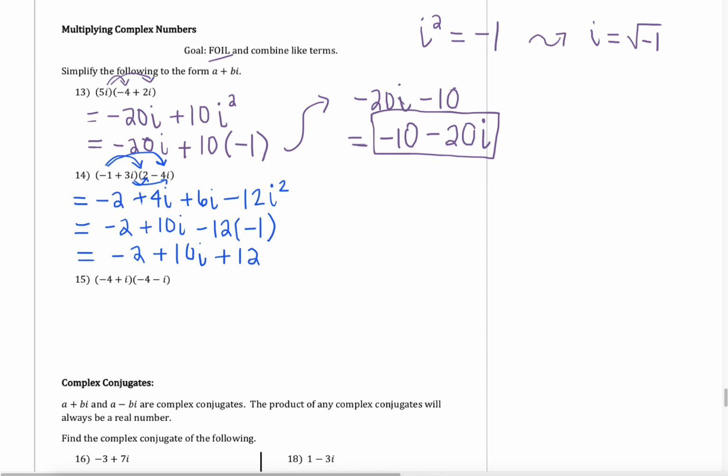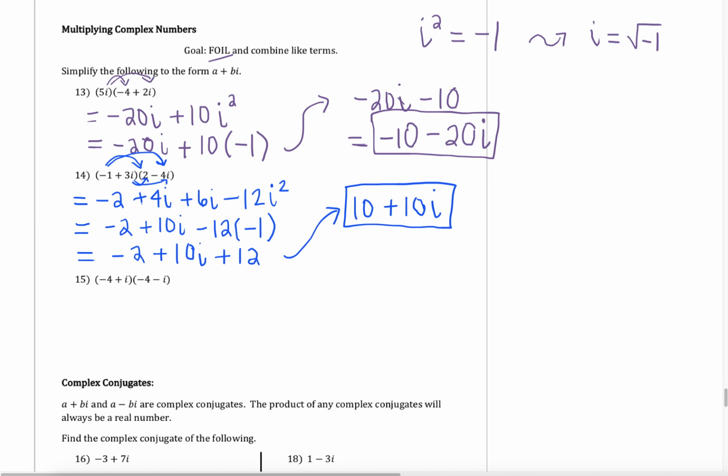From here, the last thing I can do is combine some more like terms with the -2 and the +12. So I end up with a +10 plus that 10i as our final answer, with that real and then the imaginary component.